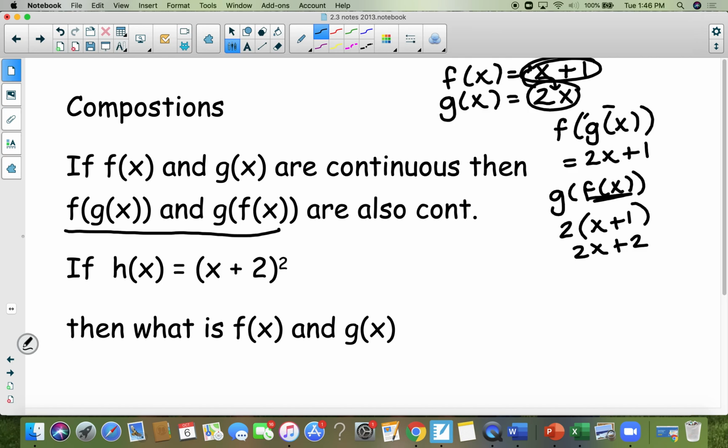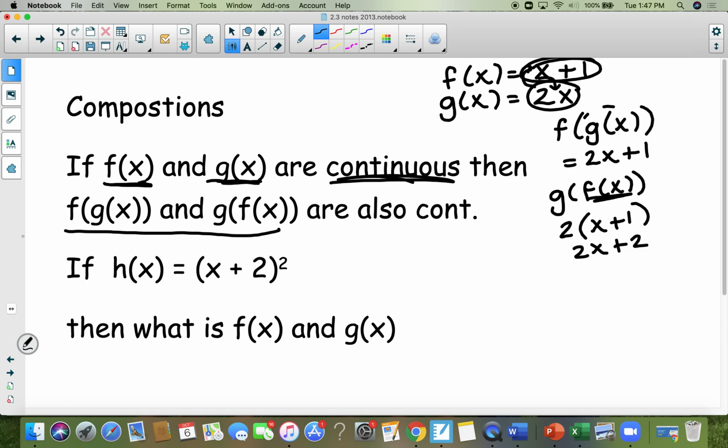So let's talk about this. If f of x and g of x are continuous, so let's look at f of x. X plus 1, isn't that a diagonal line? All diagonal lines are continuous. G of x is also another diagonal line with a slope. Since these two are continuous, then their compositions also have to be continuous. This is just another line, and this is also just another line, so it's true, isn't it?